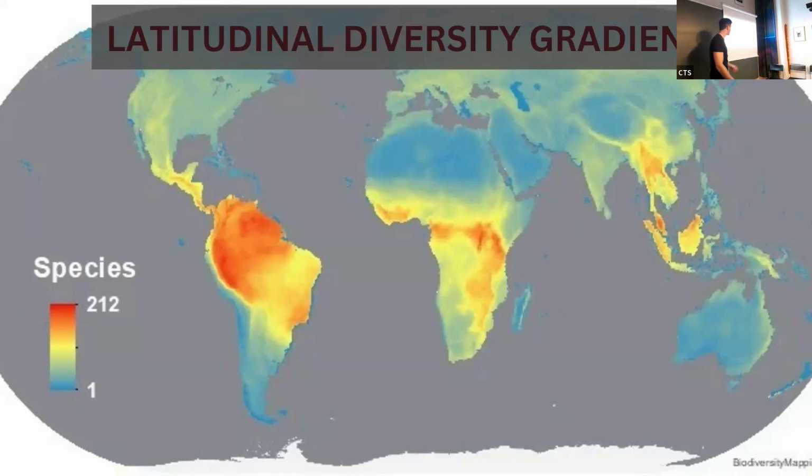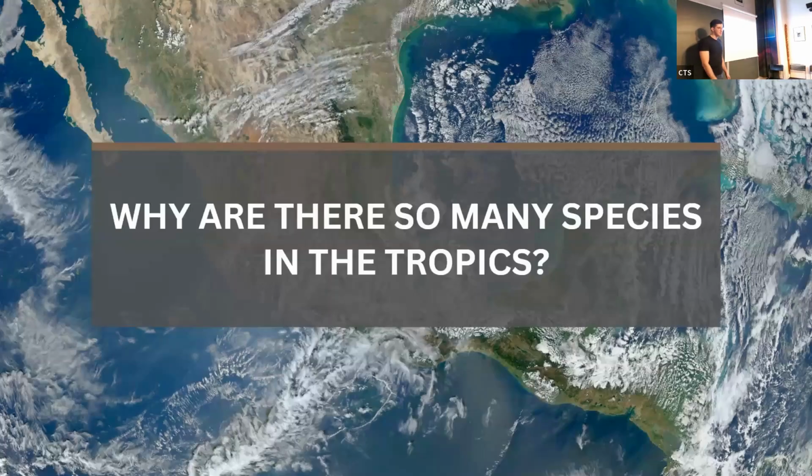Mammals or birds, whatever. But what I want to highlight here is that there's a latitudinal gradient in species diversity. So what makes the tropics a hotspot for so many species?